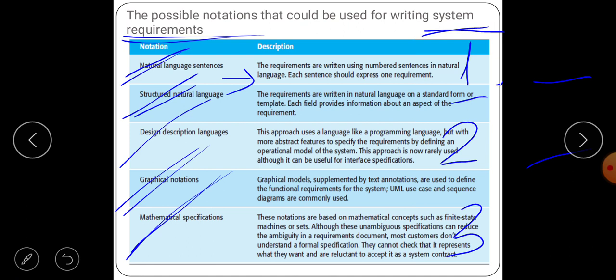We are writing 1, 2, 3 like this, means this 1 will explain one requirement, 2 will explain another requirement, 3 will explain the third requirement. Okay, we should give the numbering in order. Okay, that natural language sentence means we are going to explain the requirement in our natural English language.